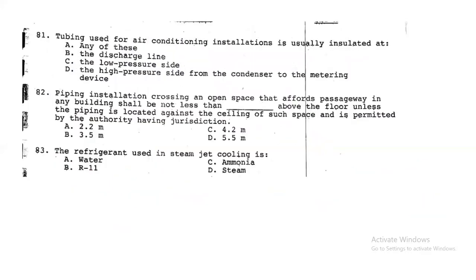So next, 81. Tubing used for air conditioning installations is usually installed at, so the answer is letter C, at low pressure side. Then 82. So itong 82, sa blue book rin natin to. Sagot dyan is 2.2 meters. Then 83, the refrigerant used in steam jet cooling is, syempre water.